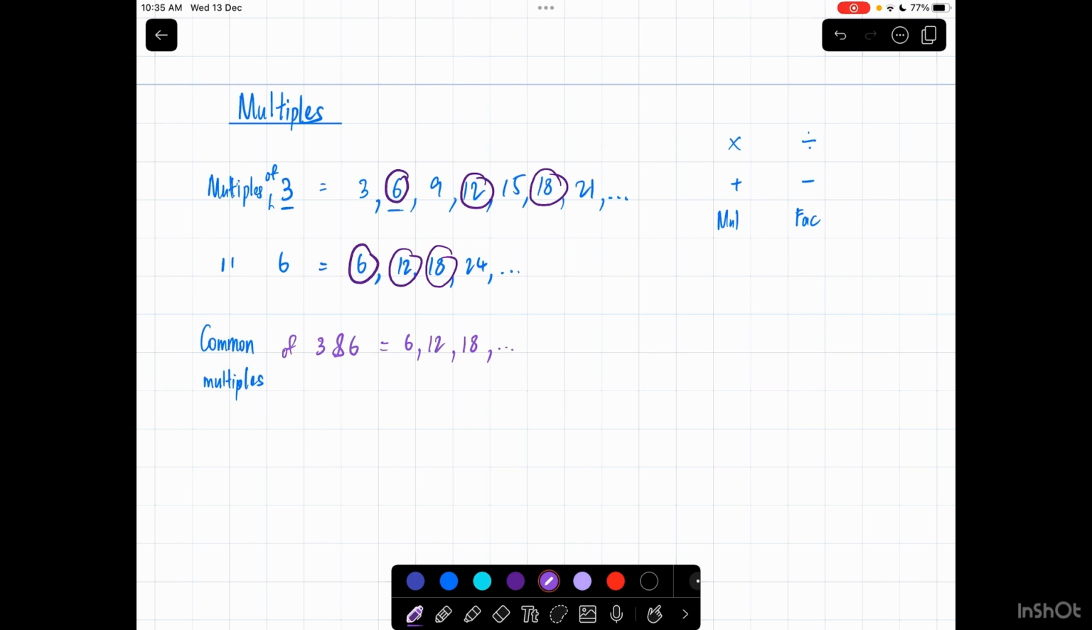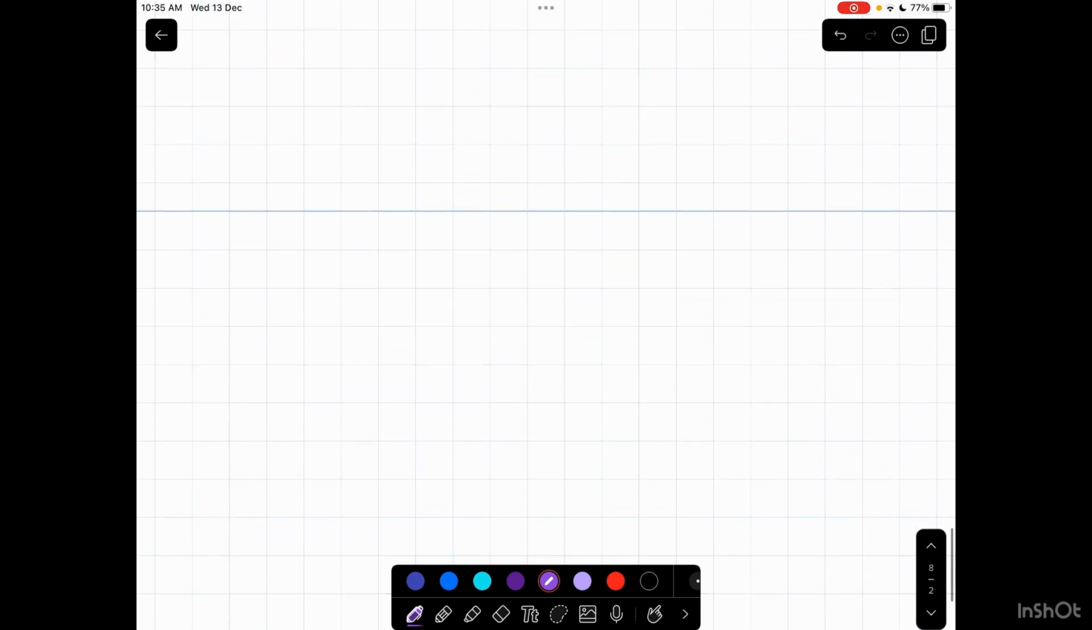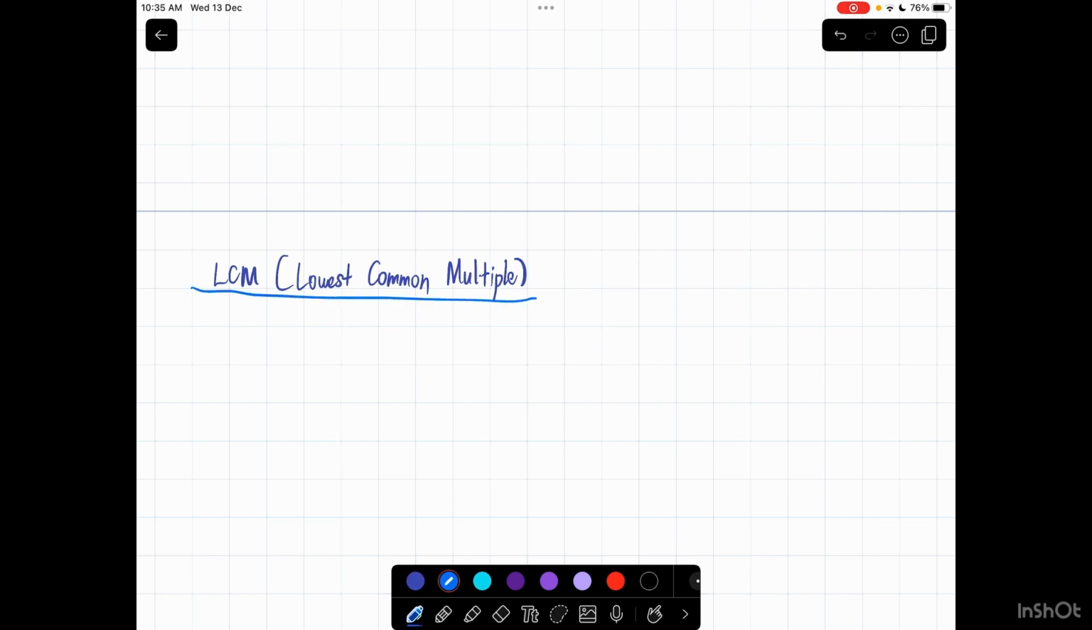Now that we have an understanding of what multiples are and what common multiples are, let's take a look at LCM, which is the abbreviated form of lowest common multiple. The rules for this and also for the highest common factor are very, very similar. It's just that for that we are finding the highest common factor, the highest factor. But here we are going to find the lowest common multiple, which is the lowest multiple, the lowest number. So we're going to use the exact same example.